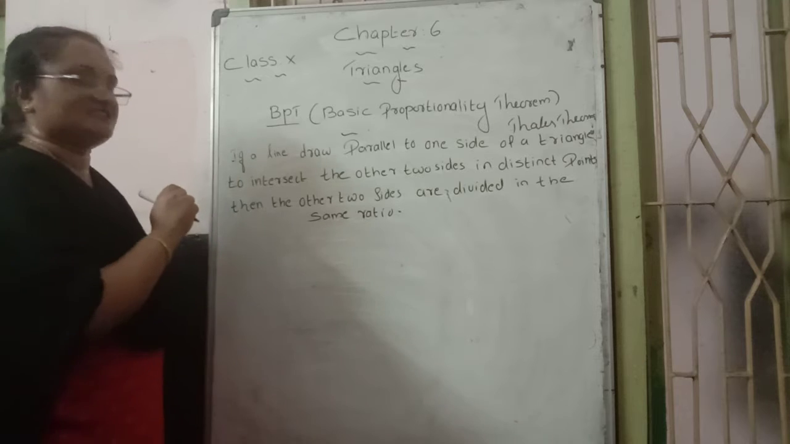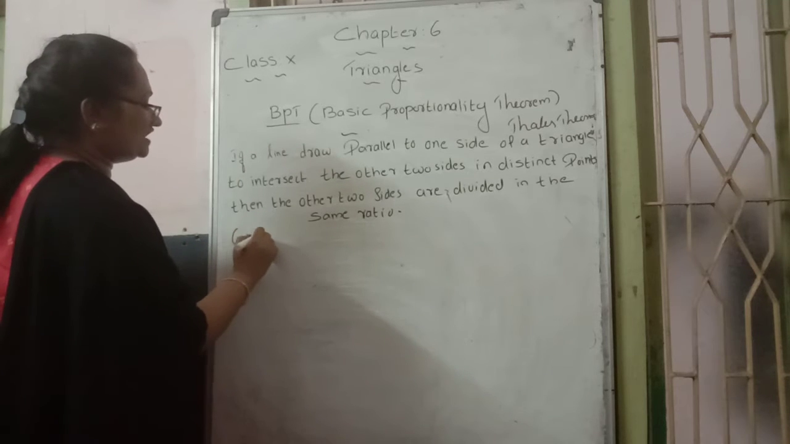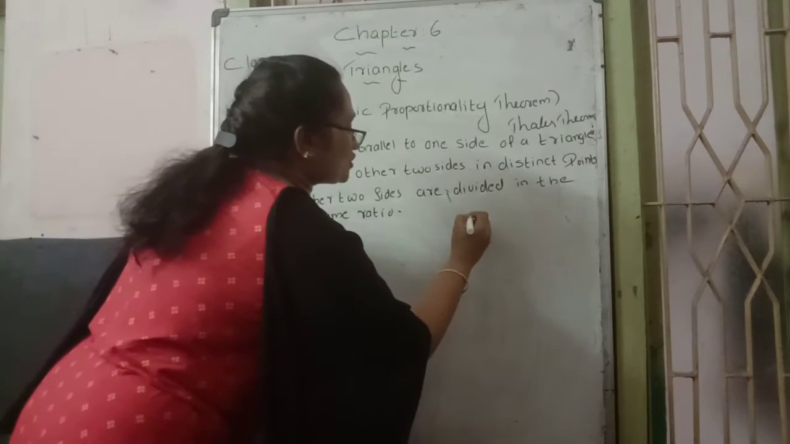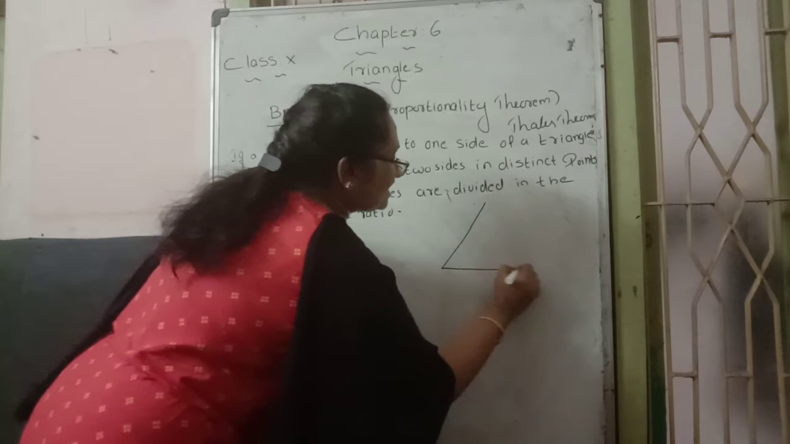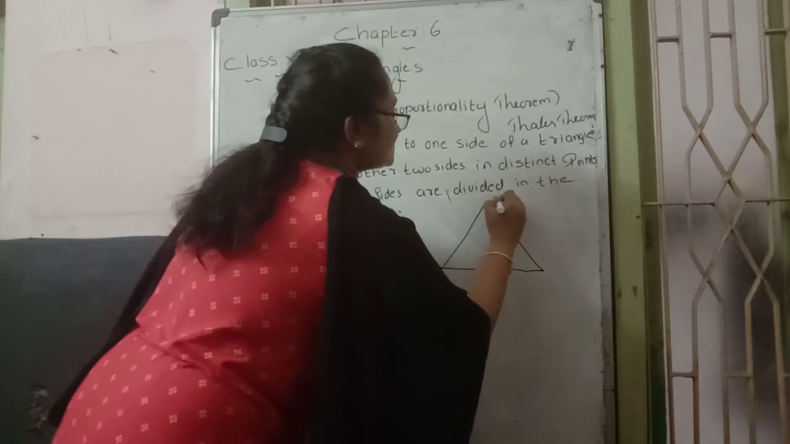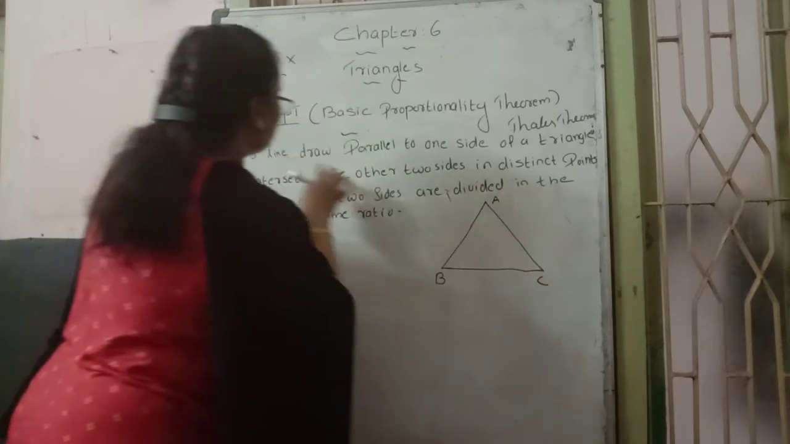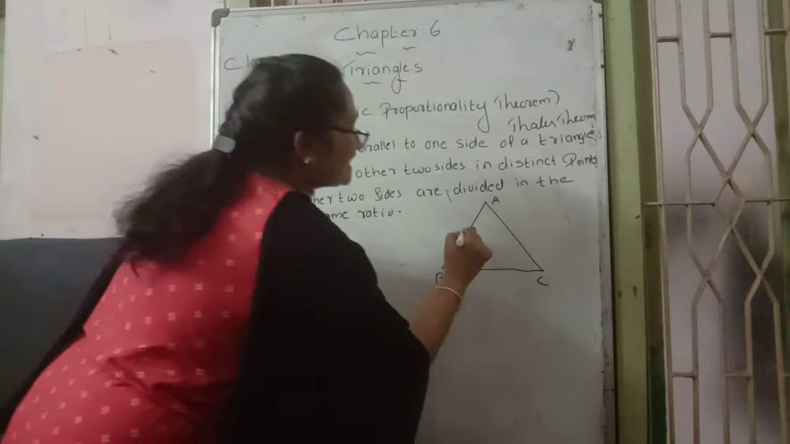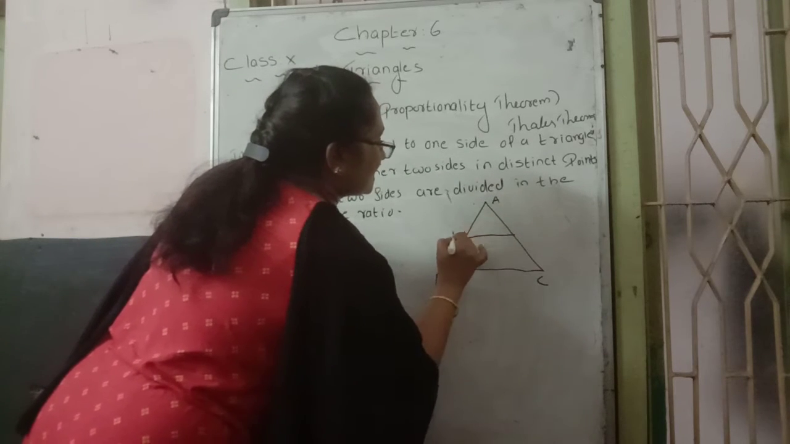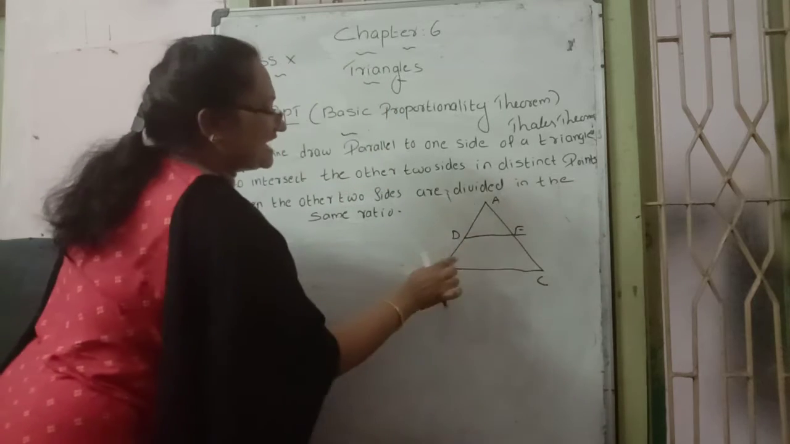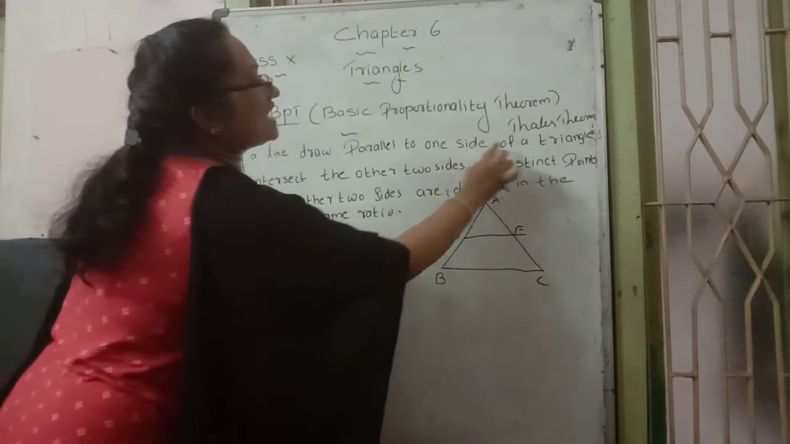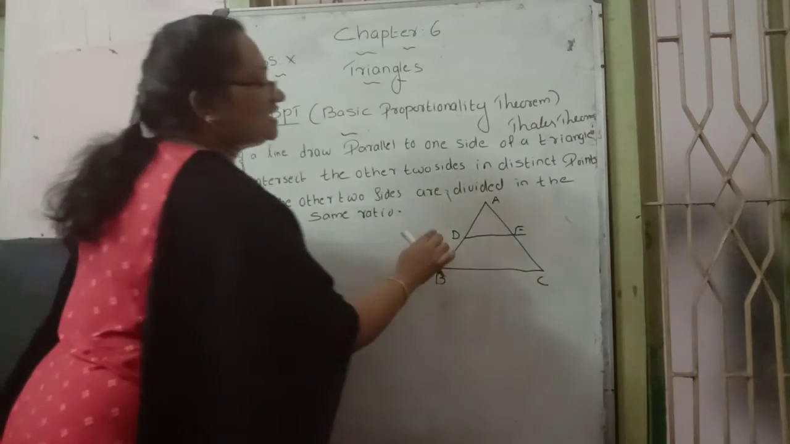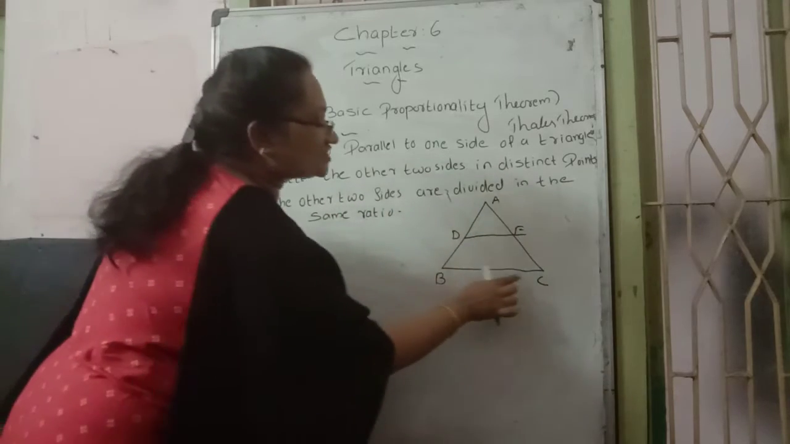So for proving this, first of all we draw the diagram. Without a diagram, how can we prove the theorem? So first we draw a diagram. First one triangle, mark it as ABC. What does the first line say? A line drawn parallel to. So I draw a line and name that line DE. DE line is parallel to which side? One side of it. That means which side? BC side. In this triangle, DE is parallel to BC.